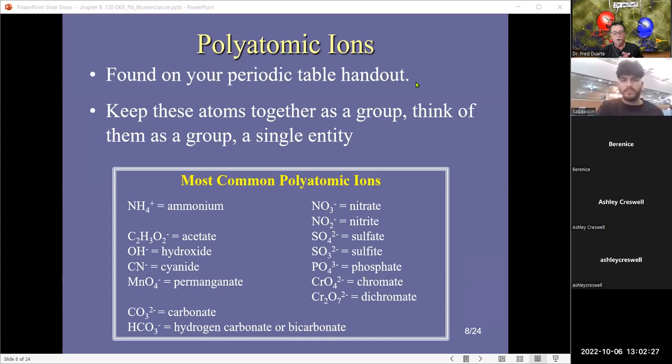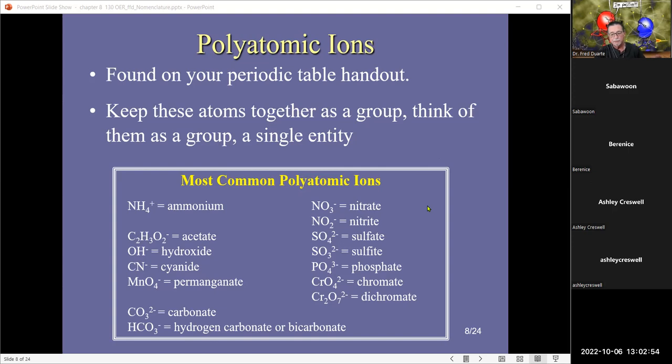But we're also going to talk about putting these non-metal combinations together to make covalent compounds. And we're going to learn how to name them. The point of this chapter is, given the name, give the structure, or given the structure, give the name, back and forth.